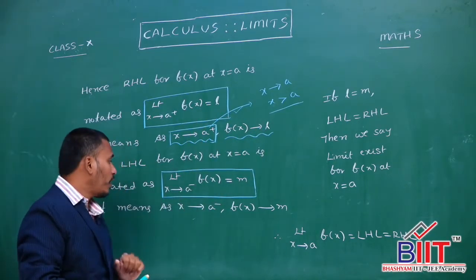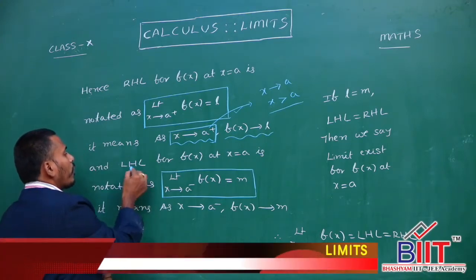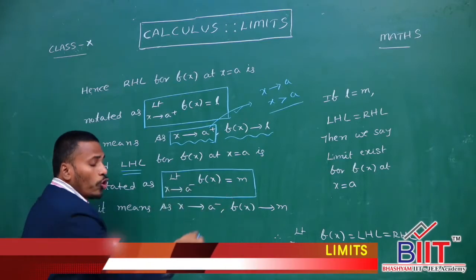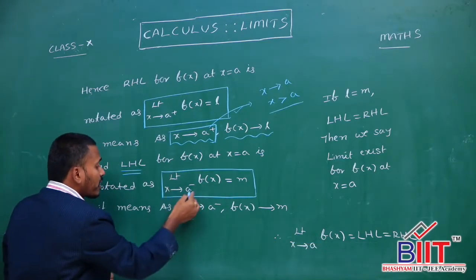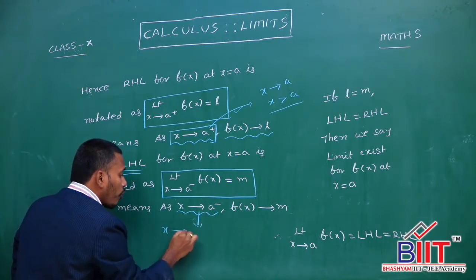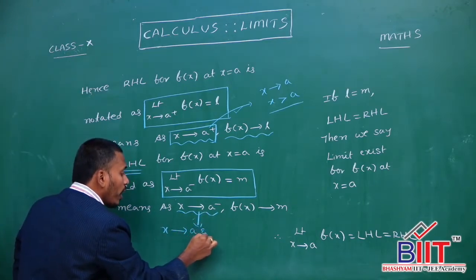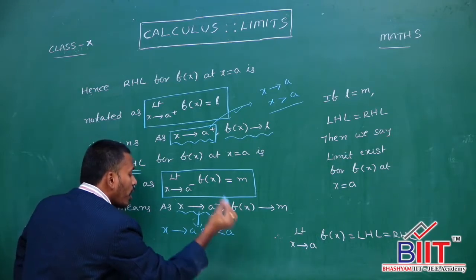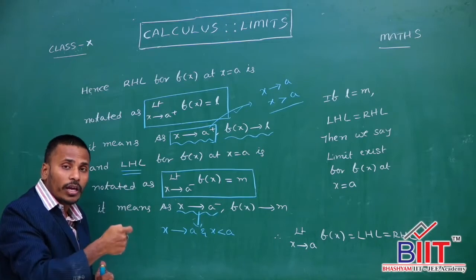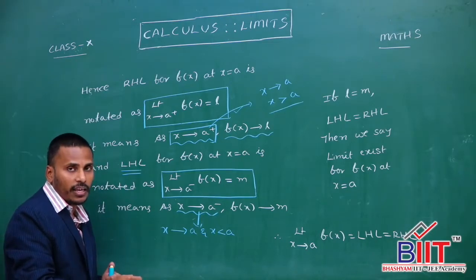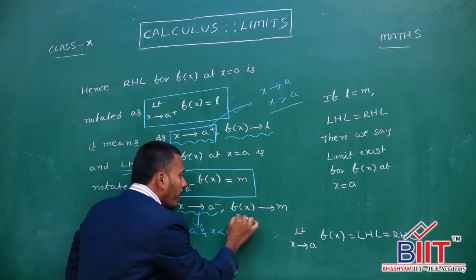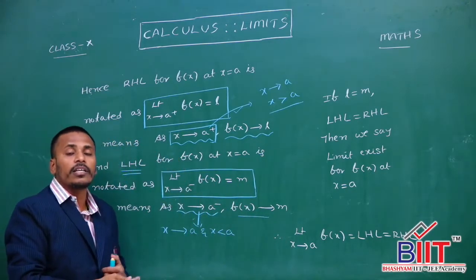In the same way, left hand limit. The left hand limit at the point x equals a is notated in such a manner, here x tending to a minus. X tending to a minus means the values of x are approaching a and the values of x are less than a. If the values of x are very near to a and less than a, and at those values the functional values are approaching m, then we say that the left hand limit is m.